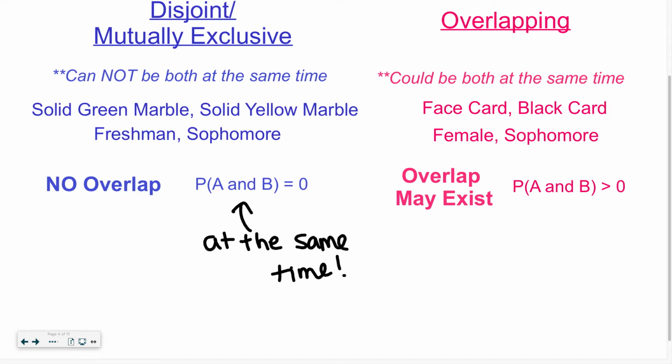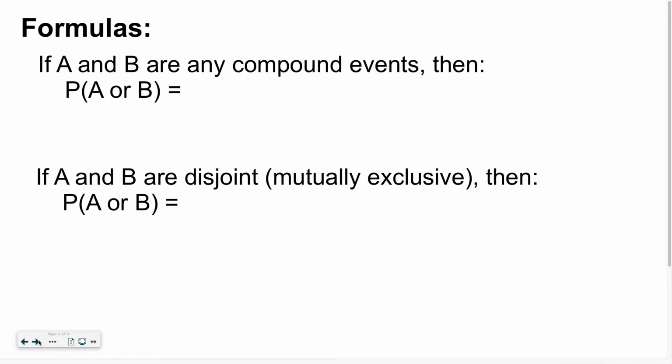Versus overlapping events, they could be both at the same time. Maybe they're both, maybe they're one or the other. We don't know. Could be both. So their overlap does exist. The probability of A and B occurring at the same time is something greater than 0 because it's not impossible. So it is possible in some respect. Now, I should maybe also put on there that while it's greater than 0, it still has to be less than what value? 1, because you shouldn't ever be answering a probability with a number greater than 1 or 100%. So just remember that.